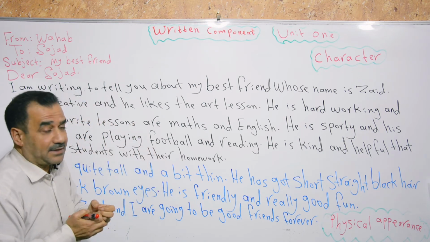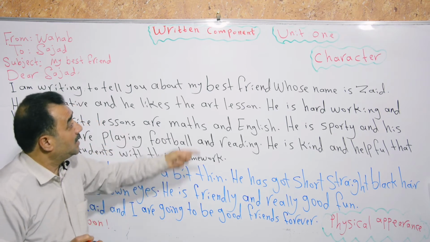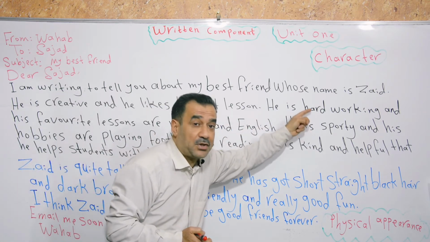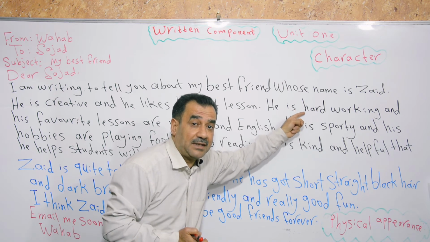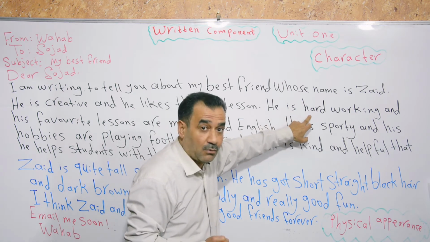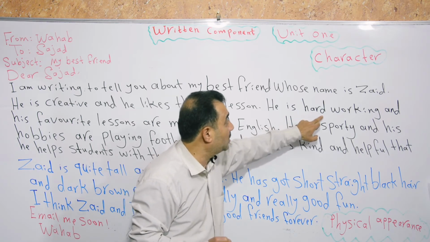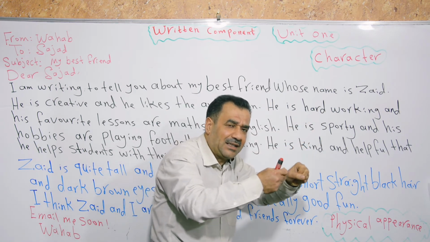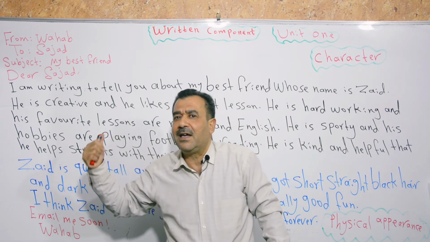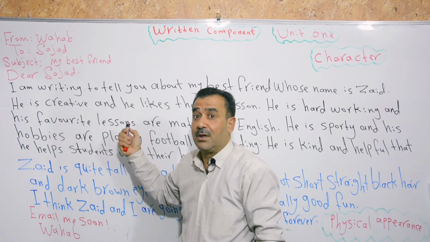Two sentences and two tasks. I mean, "he is hardworking" describes, this sentence describes what? Whether he is good or bad at what? At school. He is hardworking. And connect between what? His favorite lessons. What does he like?